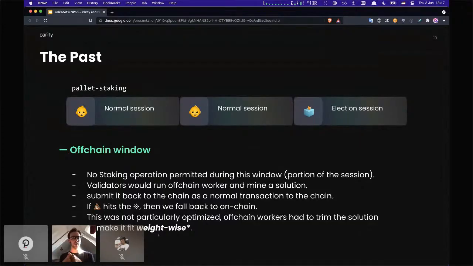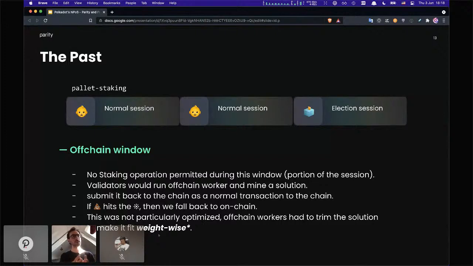And this had some drawbacks. For example, during this period, which was usually an hour or so, no one could nominate, no one could interact with the staking system, because an election was ongoing and we didn't want to change the data in the meantime. It had a backup system where if this election system for whatever reason failed, then we would run an on-chain election, which would usually mean a very expensive block, but it didn't happen that frequently.